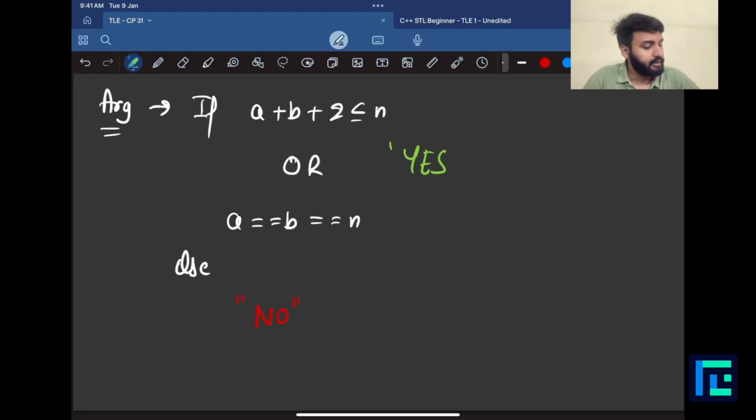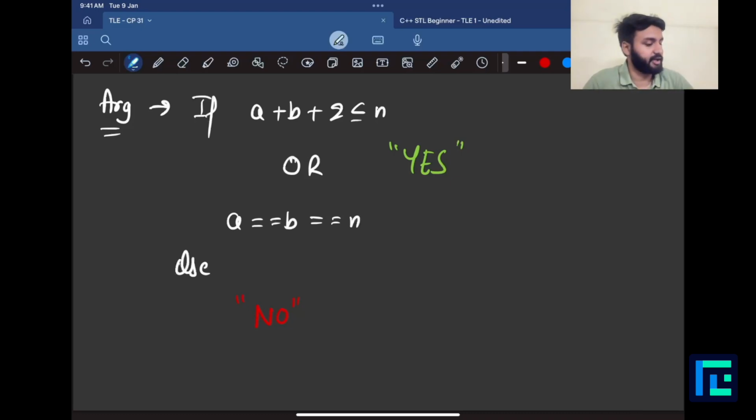Alright, let's try to understand this argument again. A and b are the lengths that is given to you, right? So what I'm saying is, if the sum of a, that's the length, plus b plus 2 is less than equal to n, that's the total size of the array, or if you think that the a value is equal to the b value is also equal to the n value, that's a, b, n all are same values, then you print a yes. In all the rest cases, your answer turns out to be no. Alright, so this is the argument.